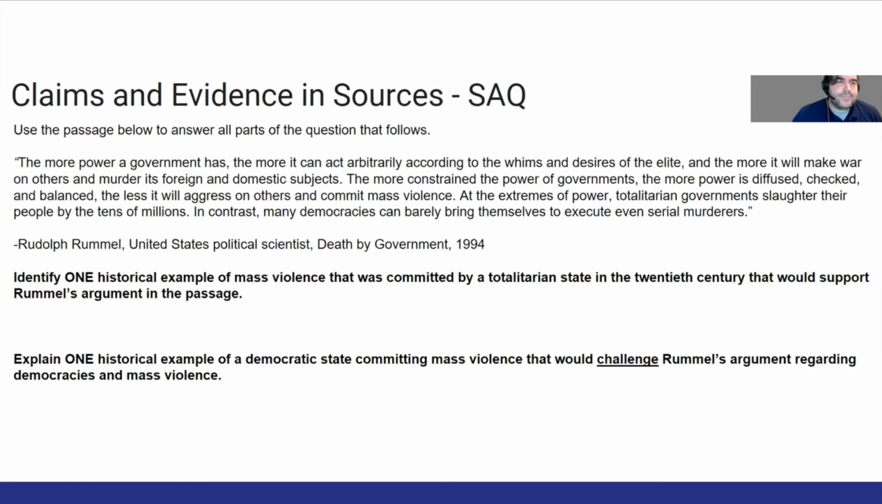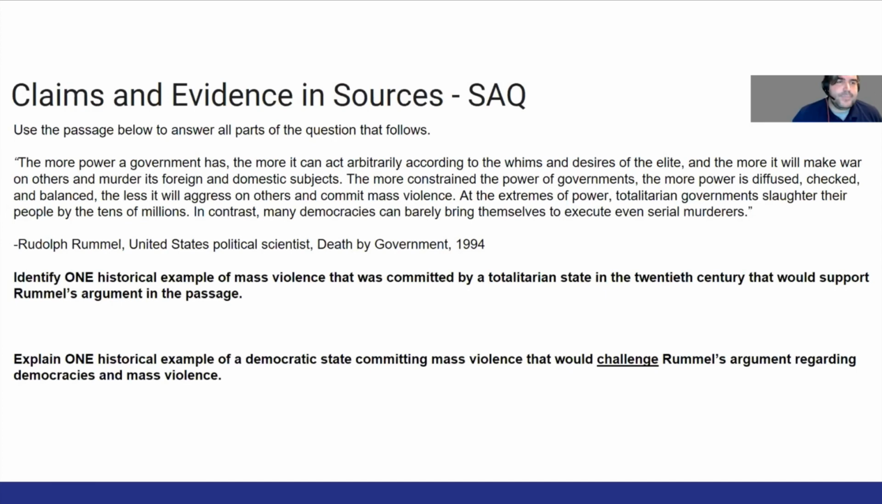All right, find the argument and then think of another action by a totalitarian state that matches Rummel's argument. And then explain one historical example of a democratic state committing mass violence that would challenge Rummel's argument regarding democracies and mass violence.